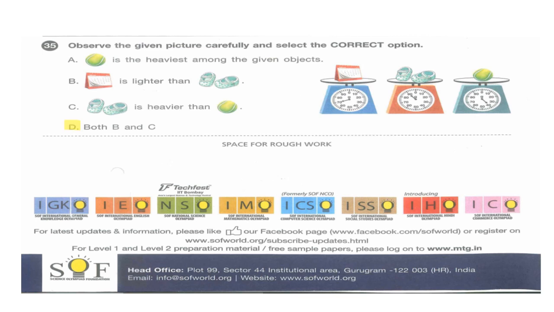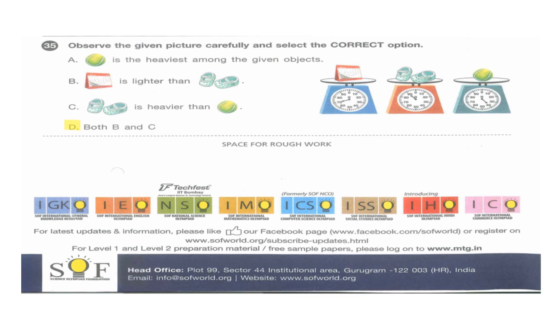So here from the picture, the weight of the calendar is 70 gram. The weight of the shoes is 90 gram and the weight of the tennis ball is 40 grams. So option A says tennis ball is the heaviest among the given objects. So that is wrong, where the heaviest is the shoes. B says calendar is lighter than shoes. Calendar weight is 70 gram and shoes weight is 90 gram. So yes, correct. Calendar is lighter than shoes.